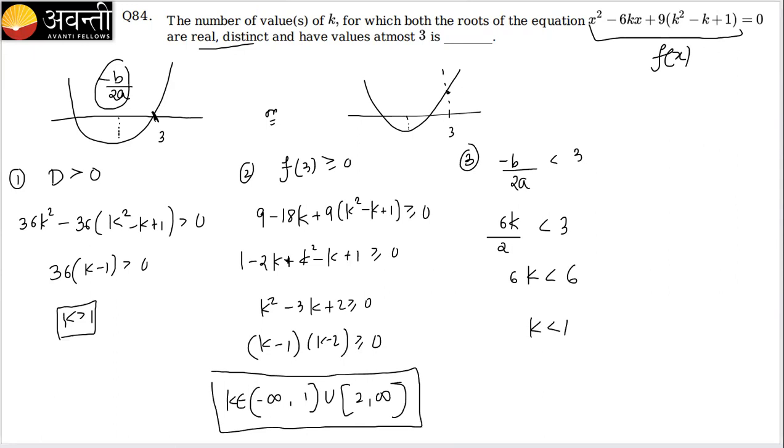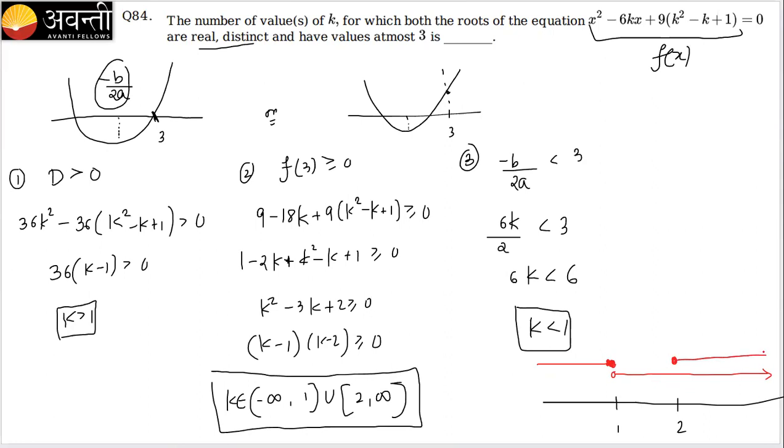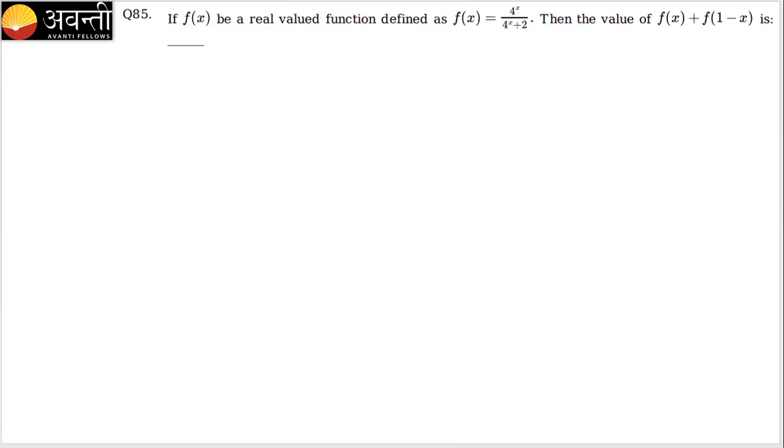Now we have to take the intersection of all three. Let's make a number line. This is the number line, and these are the critical points 1 and 2. The case 1 answer is greater than 1, the case 2 answer is −∞ to 1 and 2 to ∞, and the case 3 answer is less than 1. As you can see, there is no intersection, because what I need is this and this, all three should hold. So no intersection implies k belongs to the empty set. No value of k is possible. Let's do the next question. This one. Oh, this is a very simple question, I think.